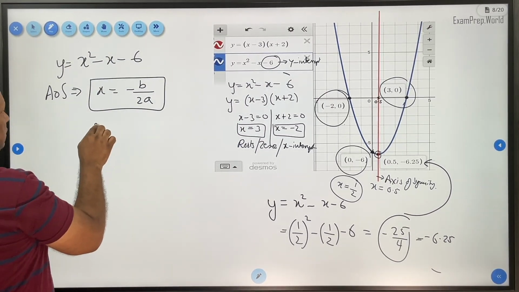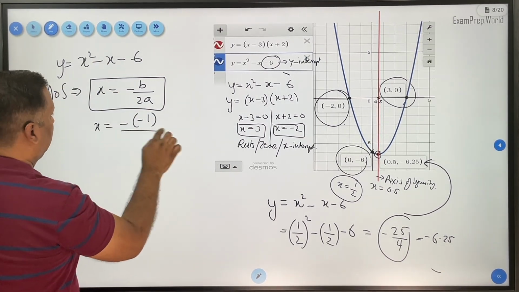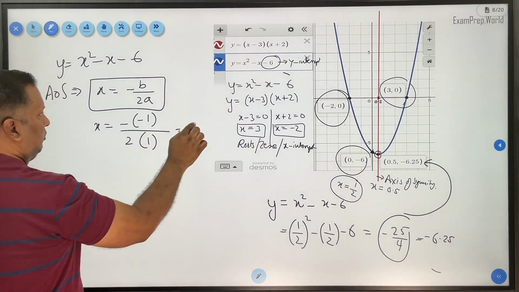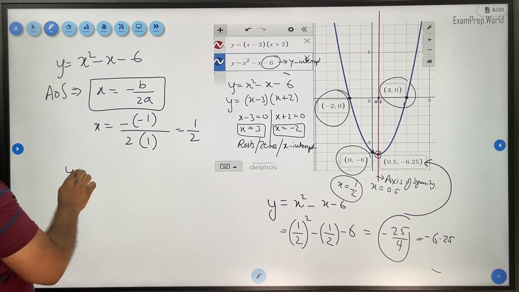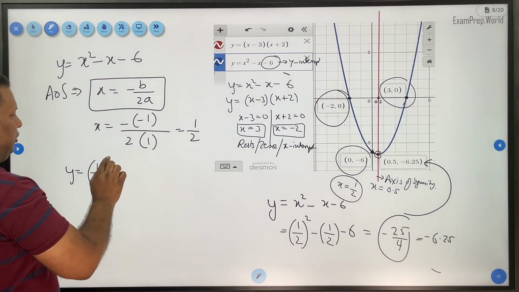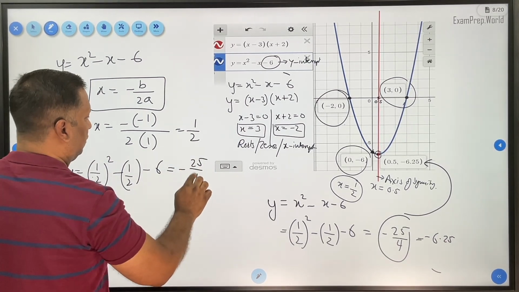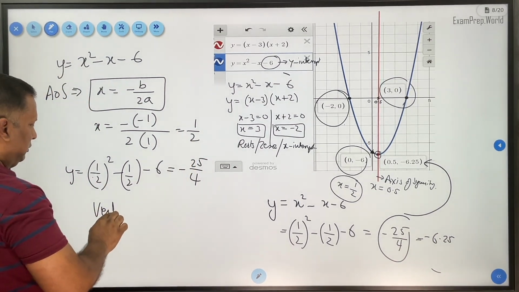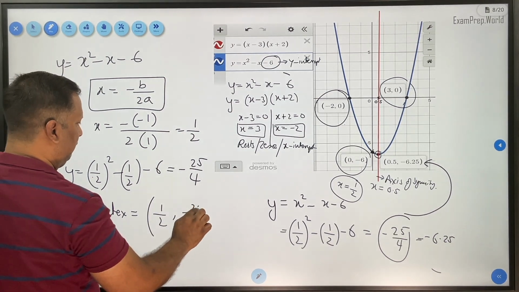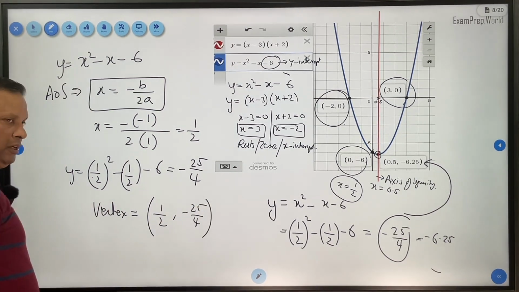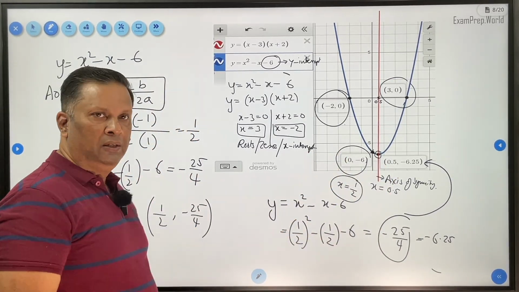Now let's input x equals minus of minus 1. See, b is negative 1 and 2 times a is 2. So it becomes half. You got the same thing, this half, and for y you input this x value: half squared minus half minus 6. You get minus 25 by 4. So you get your vertex, we write it like this: half and negative 25 by 4. Instead of decimals, you can write even fractions. Because this is a calculator thing, it has shown you decimals. We can always leave the answer in fractions.